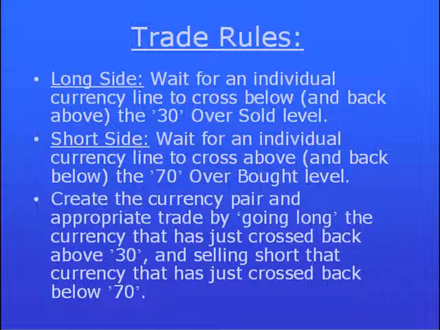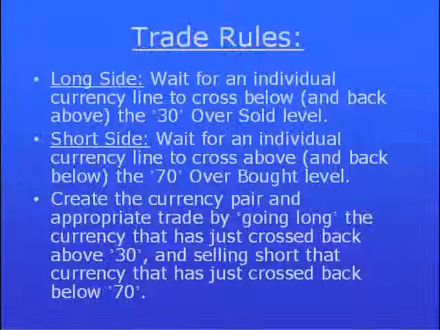Trade rules. To the long side, we should wait for an individual currency line to cross below and back above the 30 oversold level. To the short side, we should wait for an individual currency line to cross above and back below the 70 overbought level. Create the currency pair and appropriate trade by going long that currency that again has crossed back above 30 and selling short that currency that has crossed just back below 70.